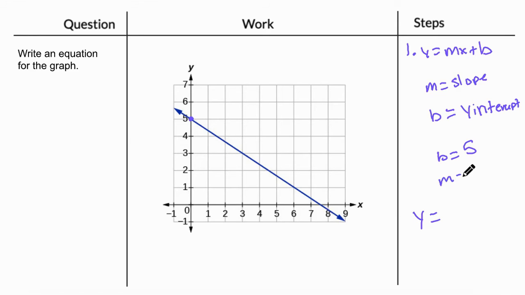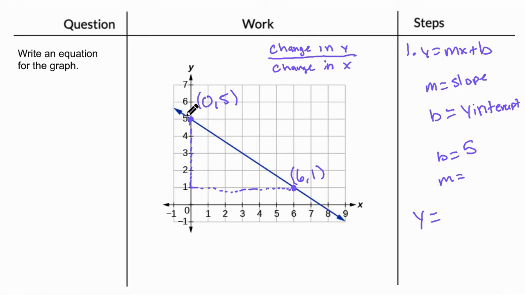Now for the slope, a little bit tougher, but we've got to find 2 points here that the line crosses. I'll go ahead and choose the one with the y-intercept because that makes it nice and easy. We already have 1 point, (0, 5). And then I'm going to also choose this point right here that crosses right through here, which is (6, 1). So now remember, our slope is the change in the y over the change in the x.